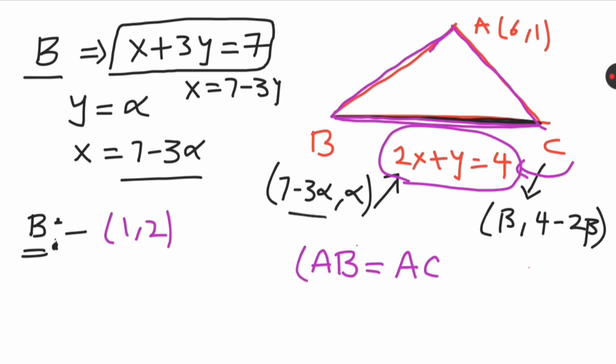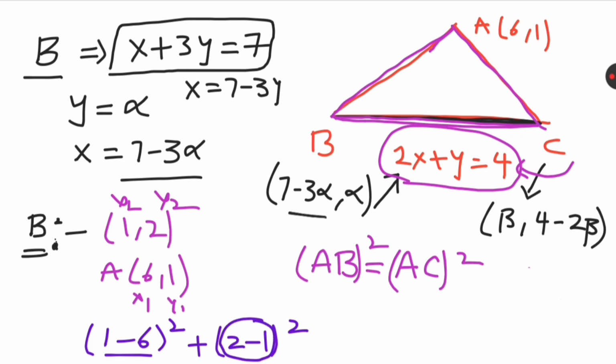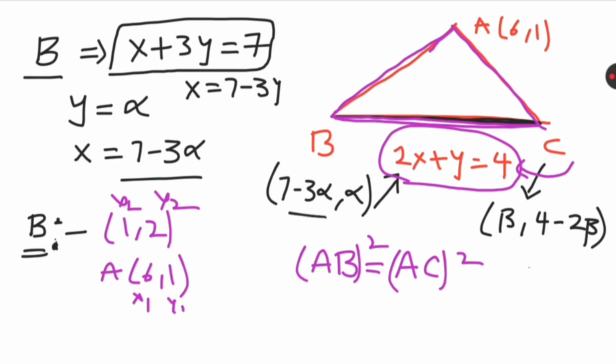Here if you square both sides and apply the distance formula, what is the A point? 6 comma 1. What is the B point? 1 comma 2. So this is x1 y1 and this is x2 y2. So use the distance formula: x2 minus x1 whole square plus y2 minus y1 whole square. 1 minus 6, which is minus 5. Minus 5 whole square is 25. Here 2 minus 1 is 1, 1 square is only 1. So 25 plus 1, which is 26. So the AB whole square value is 26. Just write here 26. That is equal to, here you have to do AC.